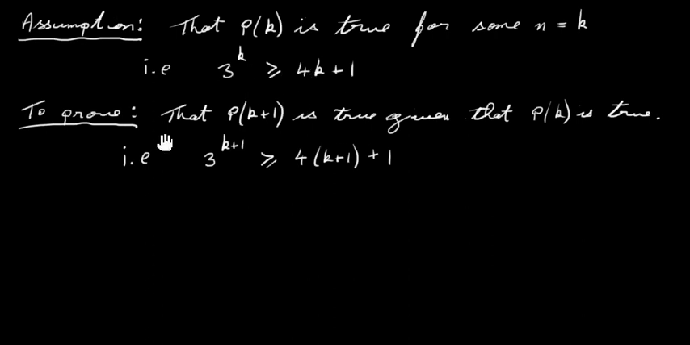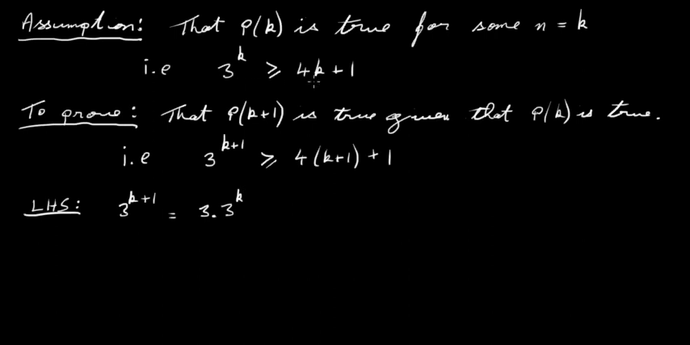Okay, so let's start. If we just look at the left hand side again first, the left hand side is just 3 to the power of k plus 1. Now we can break that down using the laws of indices. That's just 3 times 3 to the power of k. This is a 3 to the power of 1 here, and 1 plus k is just k plus 1 if we add the powers here.